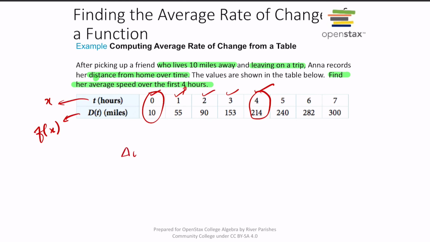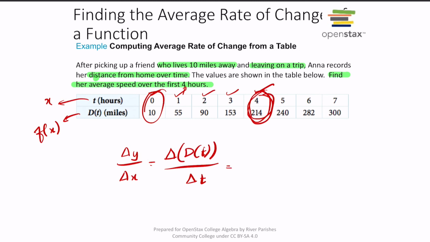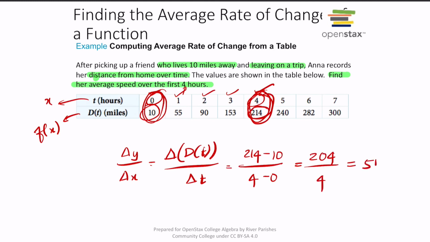Now the rate of change, delta y by delta x, will be delta of d of t over delta t. Delta of d of t is going to be for the fourth hour and the 0th hour, since we are considering the first 4 hours. So it is 214 minus 10 over 4 minus 0. This value becomes 204 by 4, which is going to become 51. So 51 miles per hour. Remember that the y unit is miles and the x unit is hours. So the average speed over 4 hours is 51 miles per hour. This is how we can calculate the average rate of change.